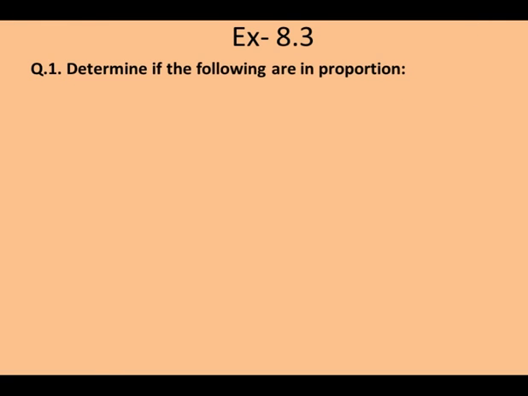Now we are having exercise 8.3, question number 1. Determine if the following are in proportion. So we have been given these four terms 40, 50, 100 and 125. So we can write them like that: 40:50 proportion, 100:125. Now let us check out whether they are in proportion or not.